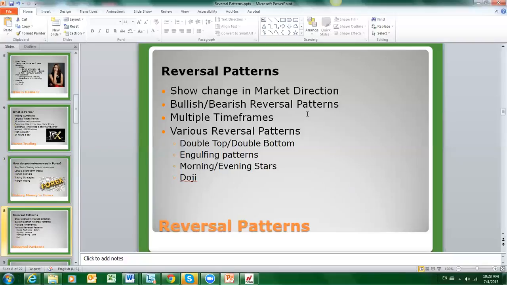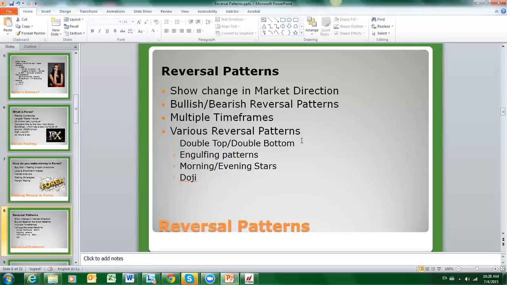And they set up in all different time frames. So you can see reversal patterns on monthly charts, you can see them on daily charts, you can see them on 4-hour charts, 15-minute charts, even a 1-minute chart. So depending on the charts you're trading, the time frames you're trading, these set up in all different time frames, and you can use them in different time frames to make money.